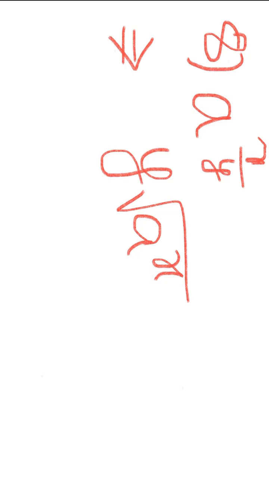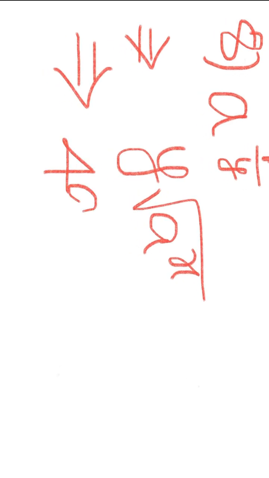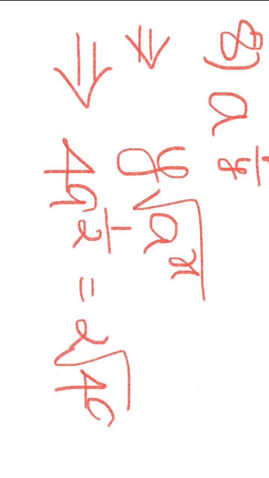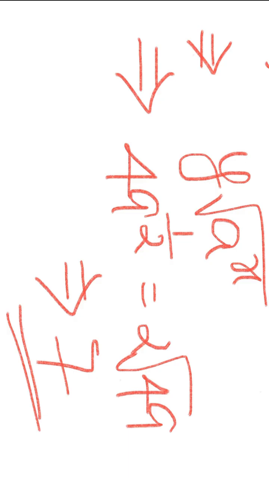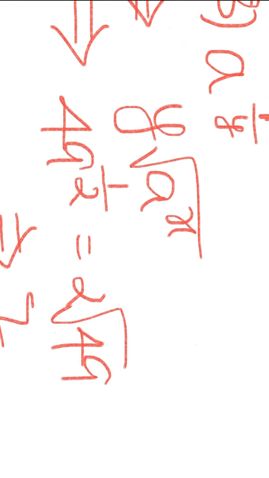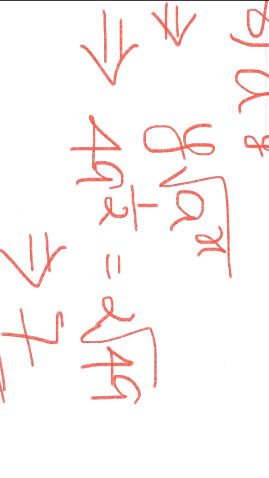Next is the eighth property. Say my base a is raised to x upon y power. That will be the y-th root of a raised to x. Suppose I have 49 raised to 1 by 2, so it will be the 2nd root of 49. That will be 7. So this is how you have to solve.